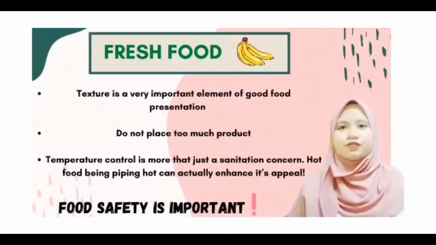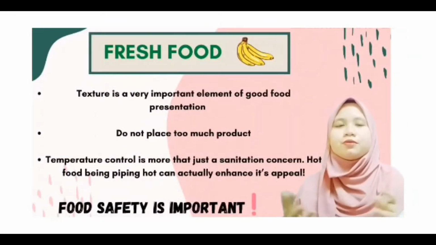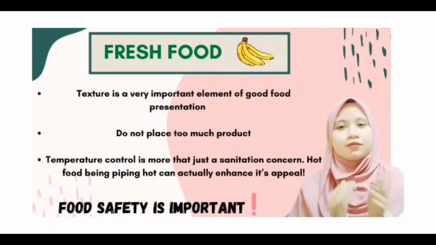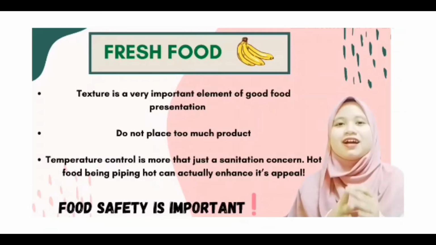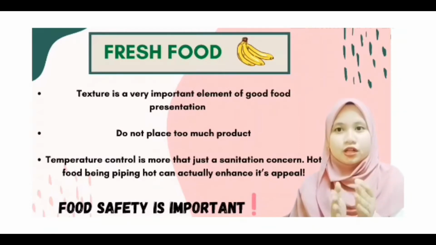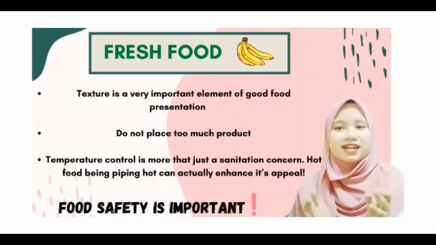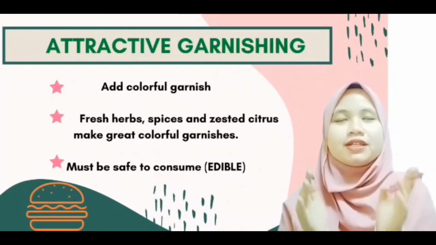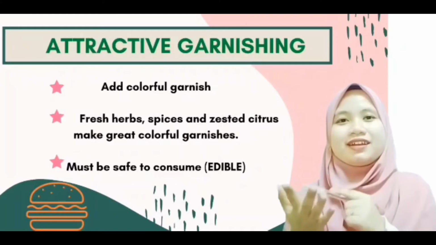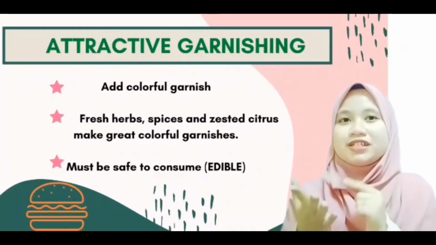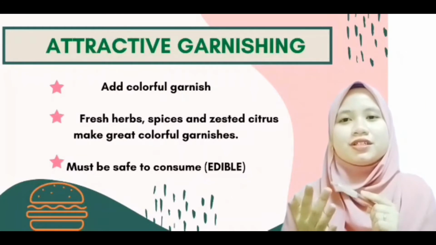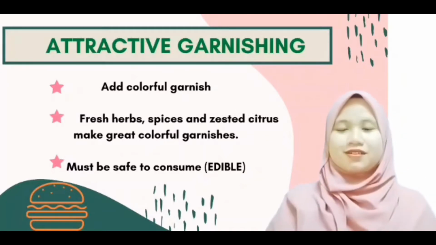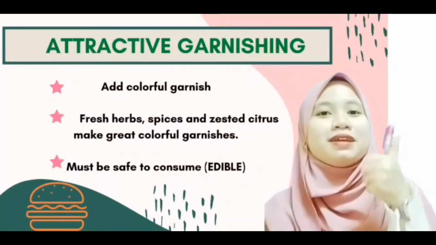First, we start with fresh foods. As everyone knows, texture is a very important element of a good presentation. To make our food look fresh, do not place too much product on a plate. Other than that, we should control our temperature to make a nice texture. The second one is attractive garnishing. To make our food attractive to our customers, we can add colorful garnish such as fresh herbs, spice, and citrus. It can make great colorful garnishes, but it must be safe to consume. The more color on your plate, the better.